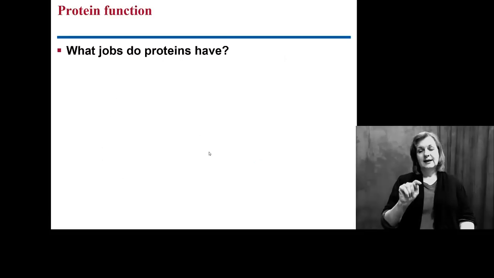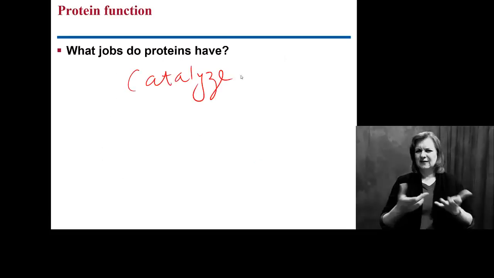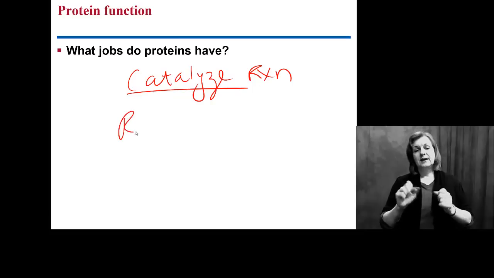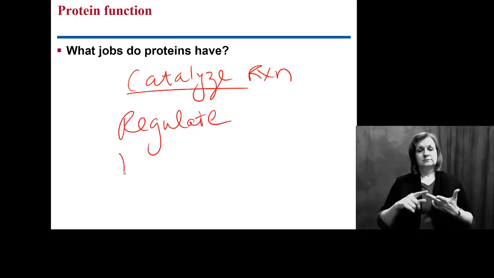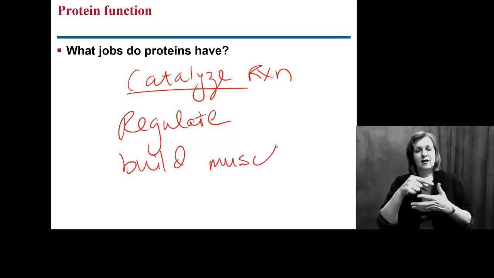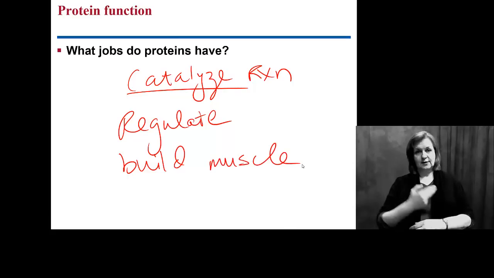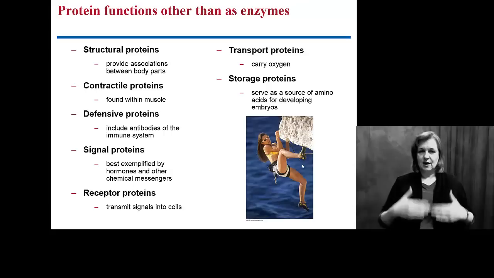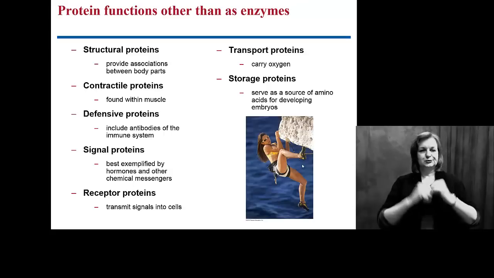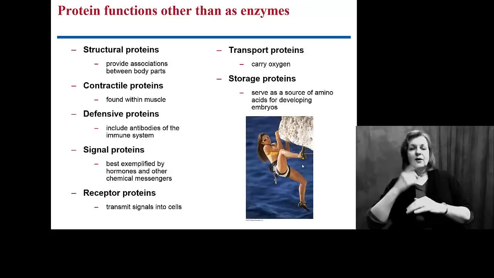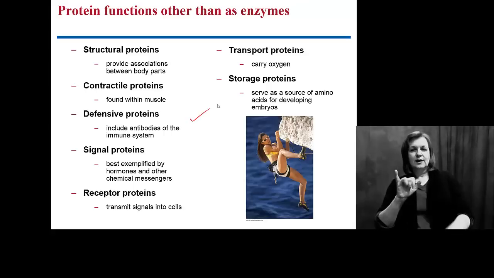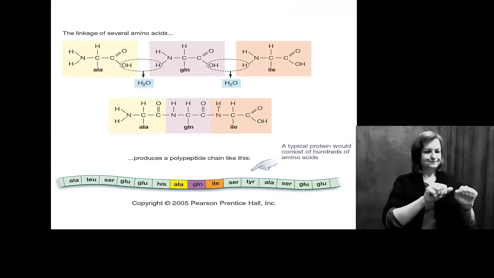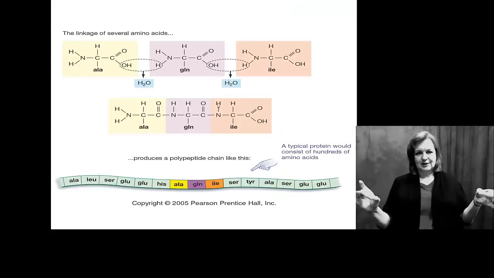They can catalyze reactions. What does it mean to catalyze a reaction? Makes it go better. It can regulate things in your body. It can build muscle, right? There are all kinds of things that proteins are going to be able to do for us. So this is just a small list of all the things that proteins are doing in your body, from storage and transport to structural, to receptors and signaling, to defensive. We'll look at some of them associated with your immune system later on. There are just tons and tons and tons of jobs for this combination of amino acids put together into this polypeptide chain.